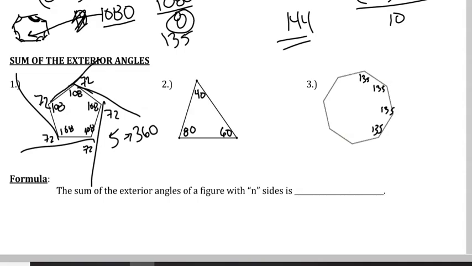Okay, let's find out what it is for a 3-sided figure so we can make our formula. This is 40, there's 140 left over. If that's 60, there's 120 left over because it's a linear pair. If that's 80, then there's 100 left over. When you add all those up, you get, what the heck? A 3-sided figure is 140 plus 120 plus 100, which is 360. What the heck? Let's check this one.